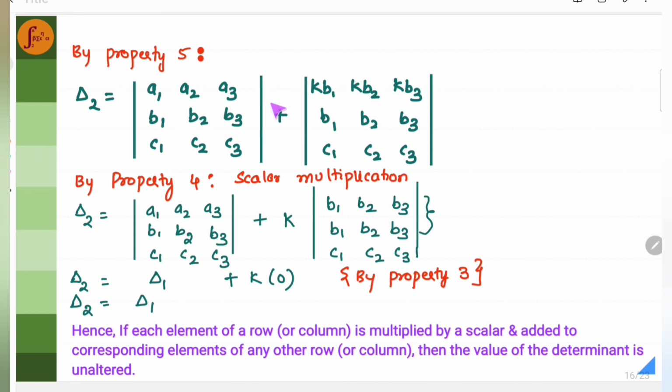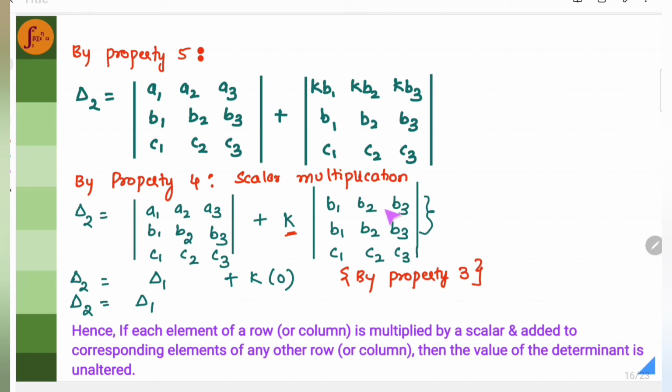Now, in KB1, KB2, KB3, you can take K as a common factor outside. If there is a common constant multiplying one particular row, then you can take that common factor out and then calculate the determinant. We saw that in the earlier property. So here, first we have split it up. Once we split it, we can write K outside and write the other elements.